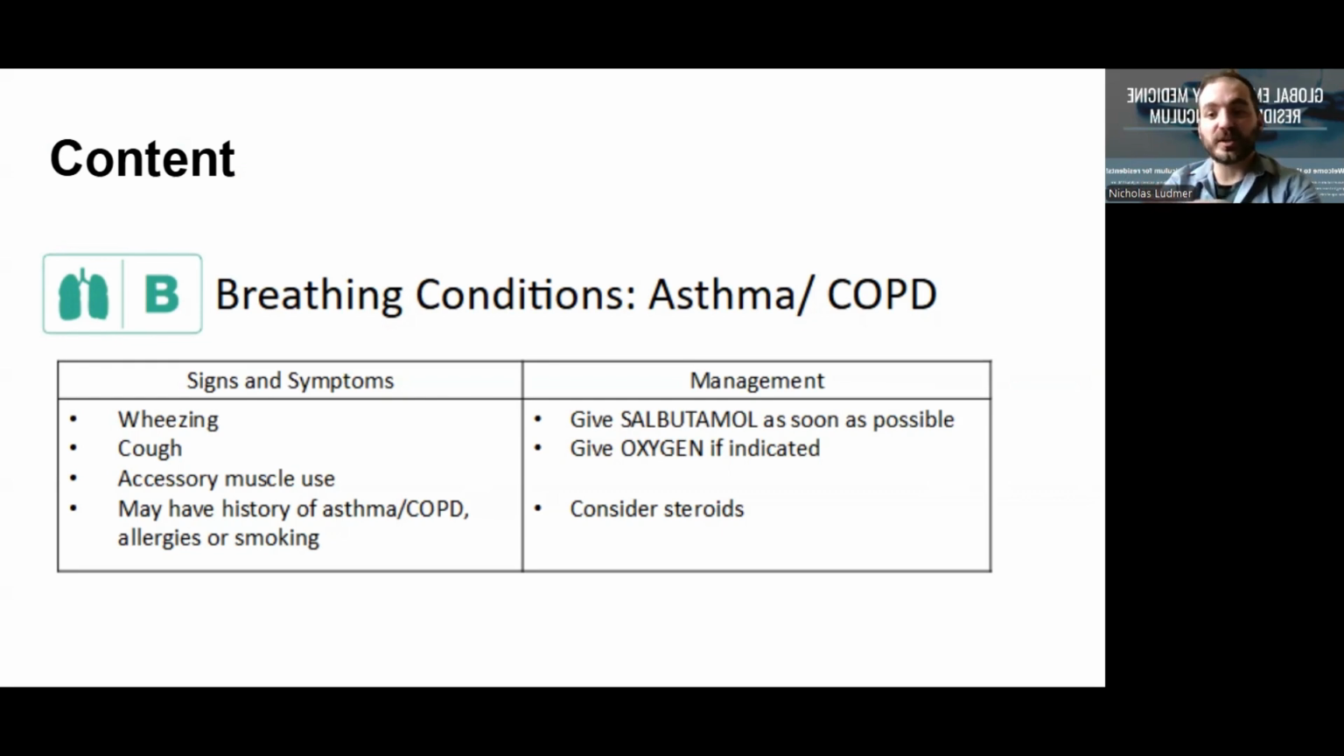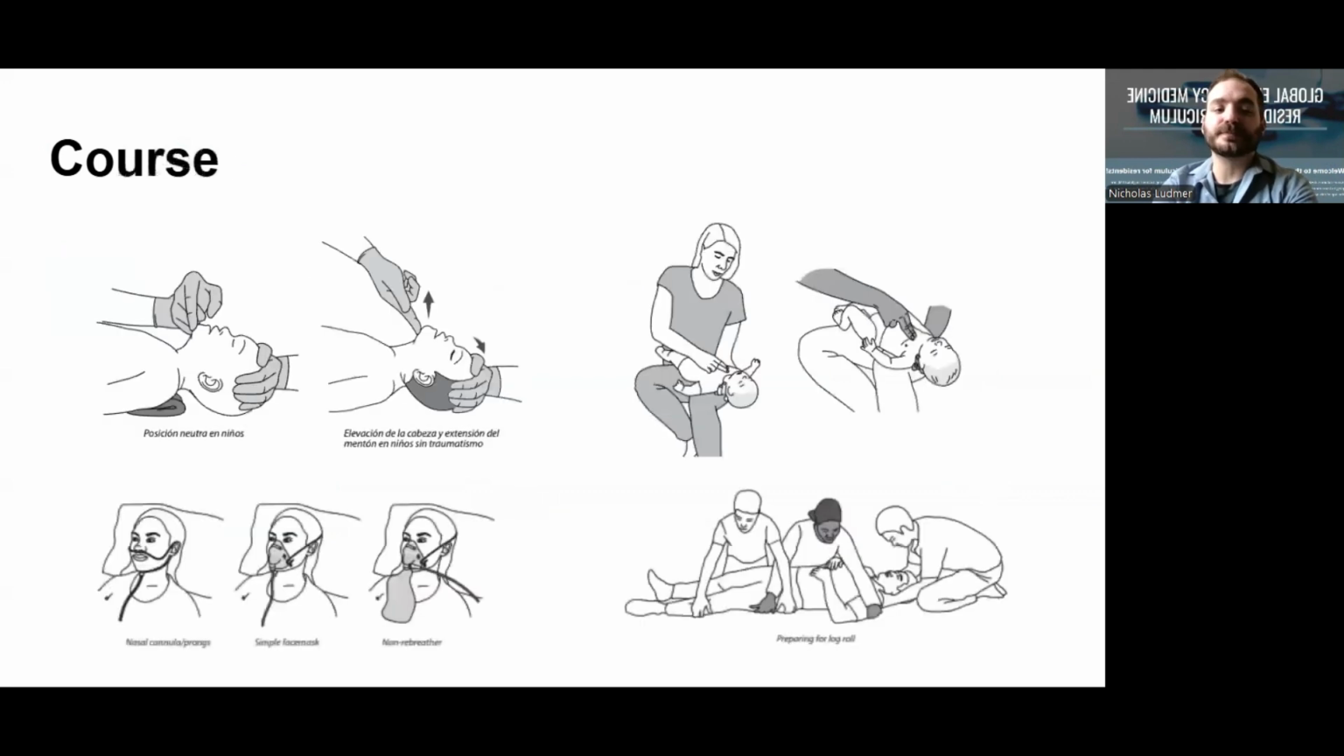This is an example of some additional content within the course, also pulled from the course manual, where it talks about specific disease processes that might be going on in a patient who presents with difficulty breathing, for example. It shows some of the signs and symptoms, what you might see when somebody presents with that illness, and then lists some of the basic management. Because it's a WHO developed course, all of the medications it recommends are pulled from the WHO's recommended medication list.